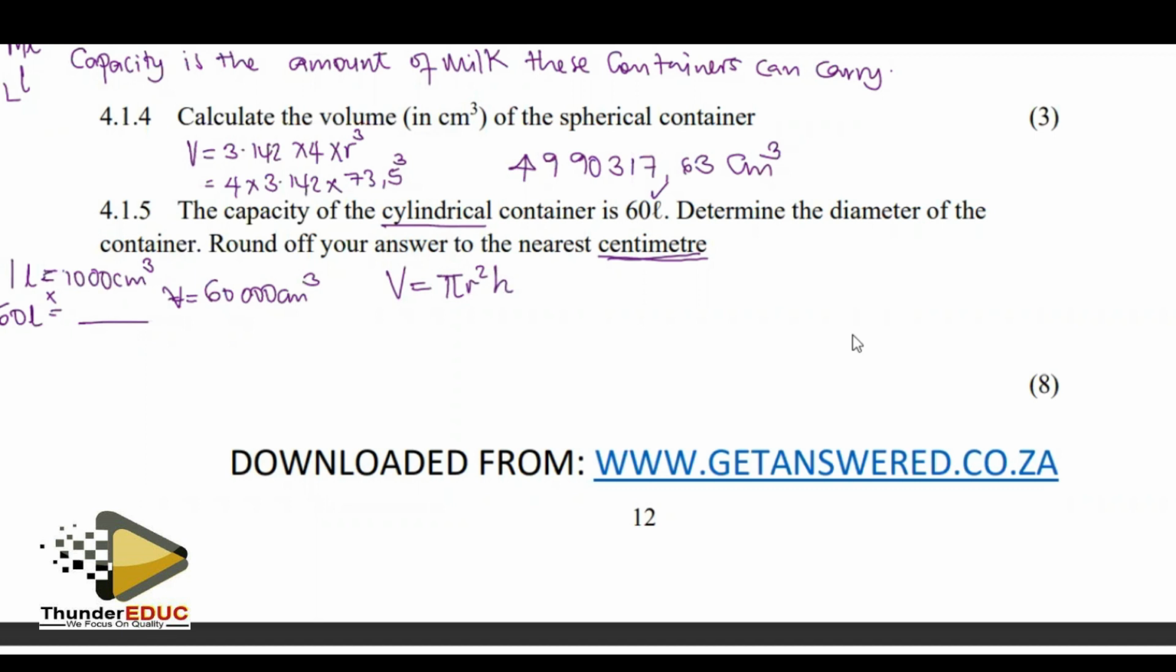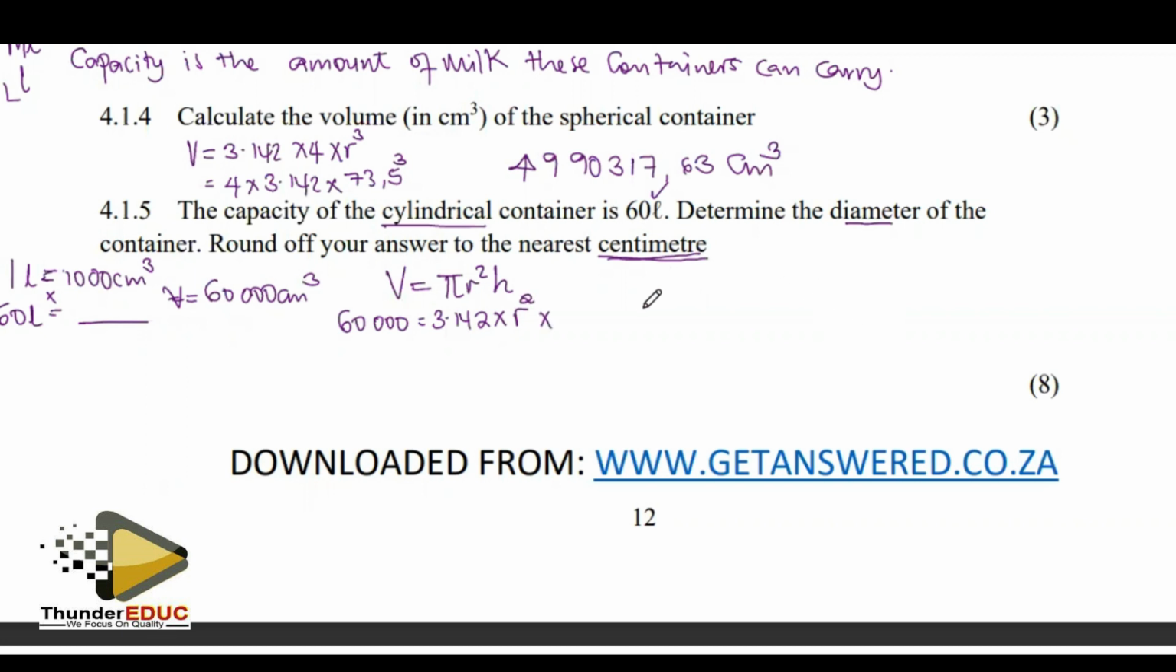Do I have the volume? Yes, it's 60,000 centimeters cubed, equals pi, which is a normal number that we know, times, what are we looking for? We are looking for the diameter. Do we have the diameter of the cylindrical container? No. The reason why we are looking for the diameter is that it's the question. So we don't have the radius, it was not given. So we leave it as r squared, times the height.